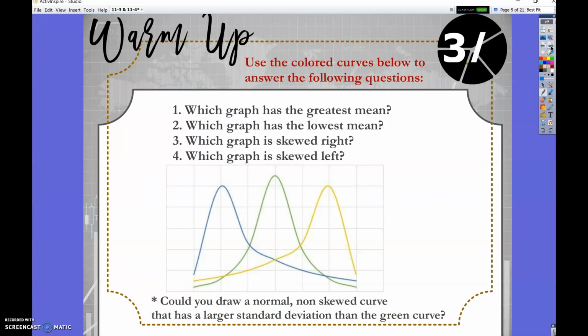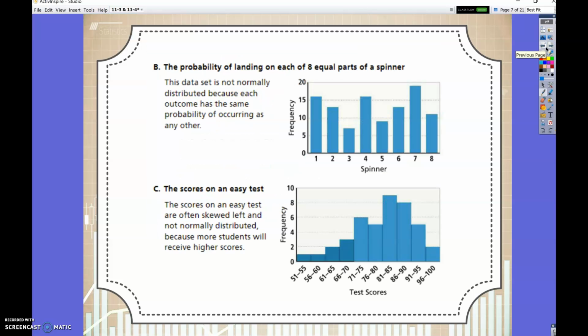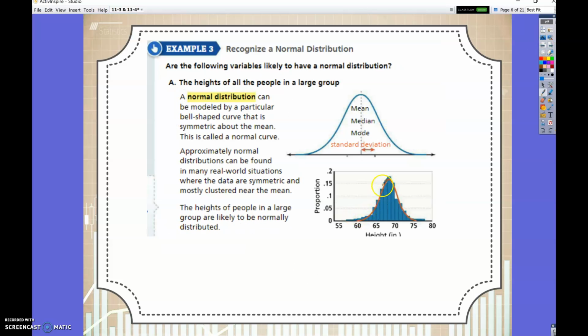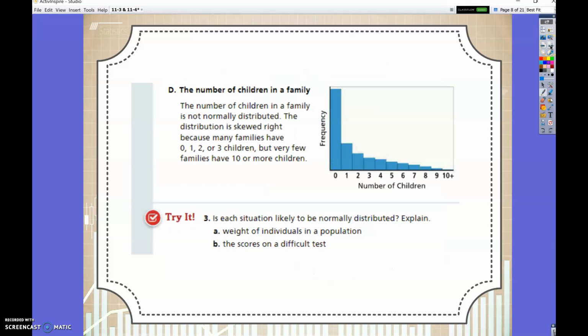With this section, we're mostly looking at identifying graphs. So for this example 3, they're saying, are these normal distributions? This first graph is. We can tell it fits that nice little bell curve. It's definitely a normal distribution. For the second graph, it's just all over the place. It's up, down, so that is not a normal distribution. On the third one, we see it's all pushed over to the right here, so it would be a skewed left graph, and this one would be skewed right because most of our data is pushed to the left.